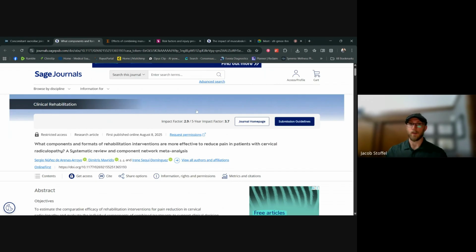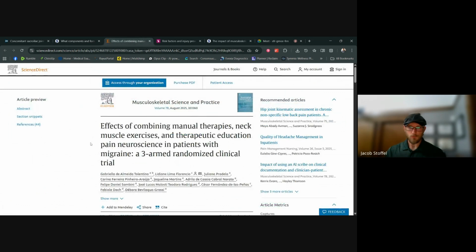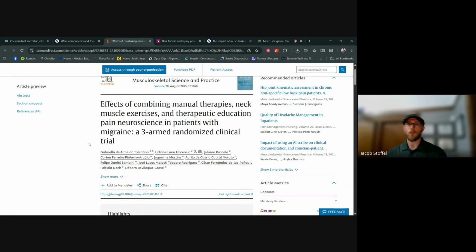It tickles my bias. So next, effects of combining manual therapies, neck muscle exercises, and therapeutic education, pain neuroscience, in patients with migraine. I'm going to cut to the chase. It says the same thing as the last study, but with migraines now instead.